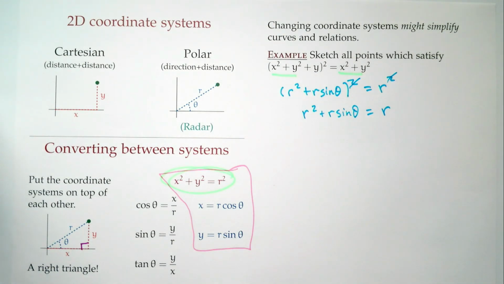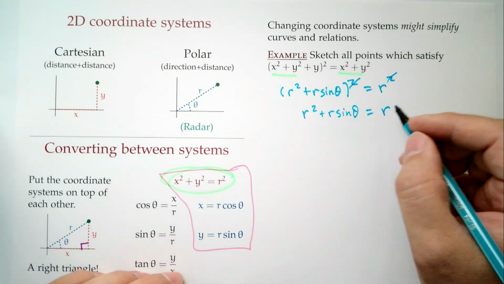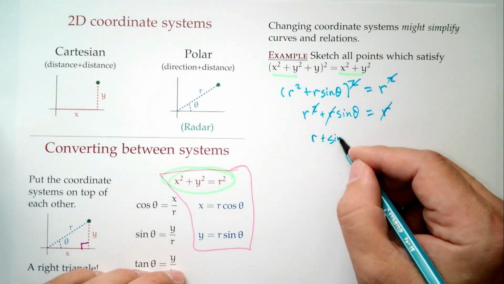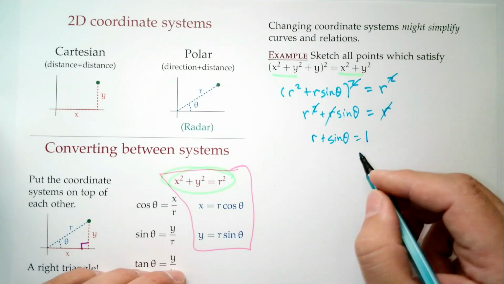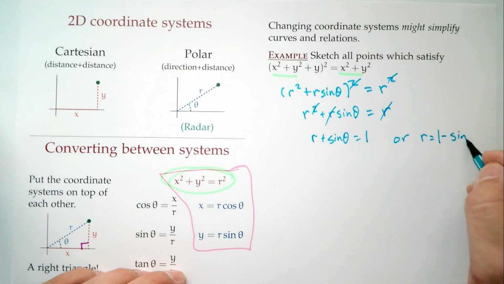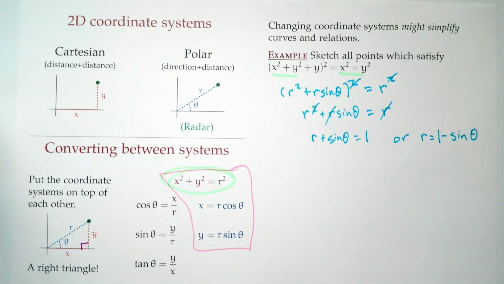Divide by r. Now there might be someone who might object, what if r equals 0? Let's hold that off. But let's suppose we can divide by r. All right, divide everything by r. r plus sine theta equals 1. Or, using our fancy subtraction tool, r equals 1 minus sine theta. Okay, that's promising.